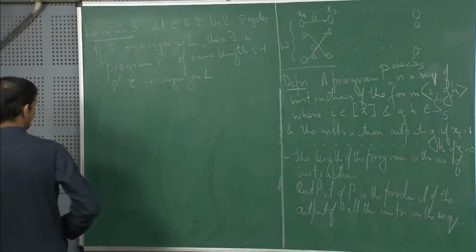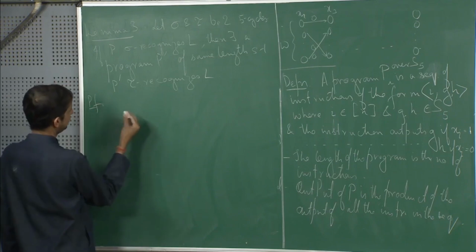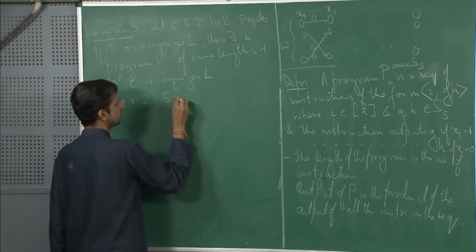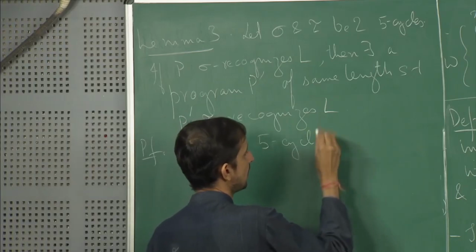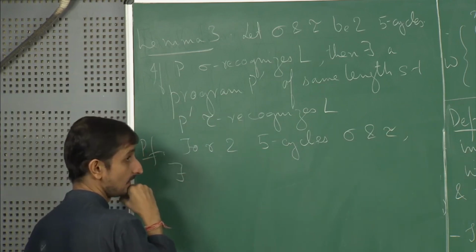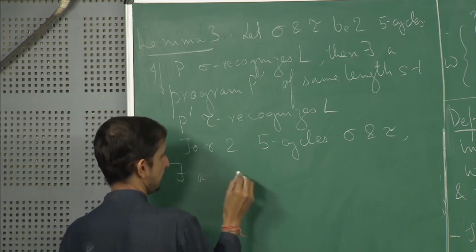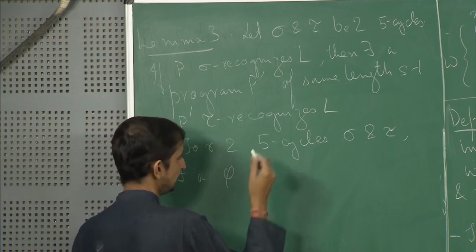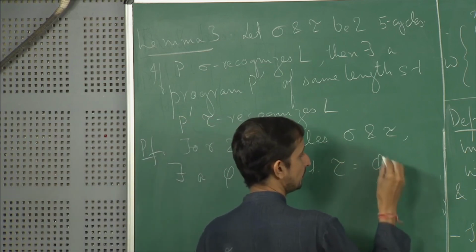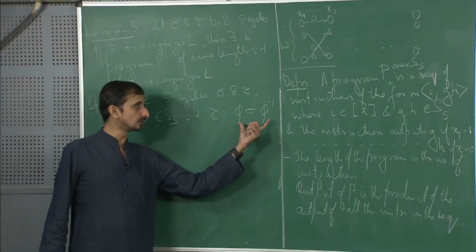So this gives me the flexibility, and this just follows from a simple observation: for 2 5-cycles sigma and tau, there exists a permutation, need not be a 5-cycle, a permutation phi in S5 such that tau is equal to phi sigma phi inverse. So this is called the conjugate of sigma.